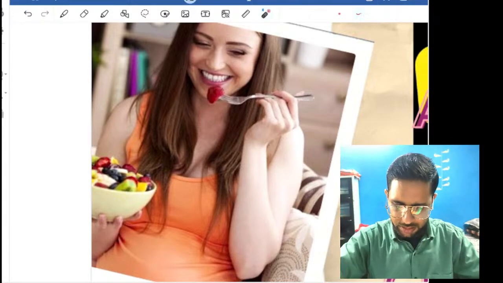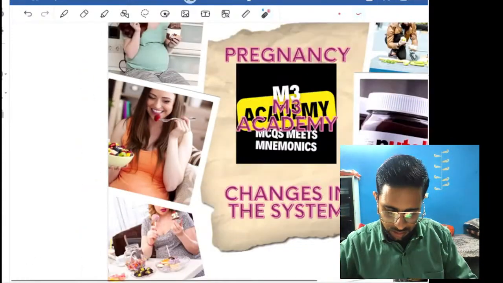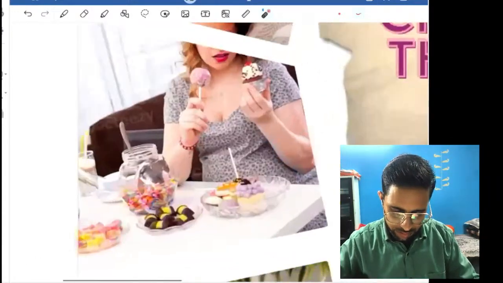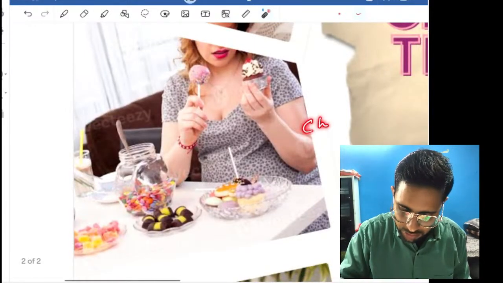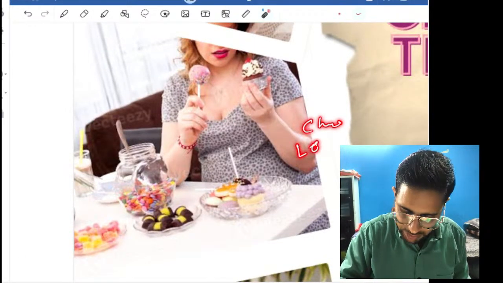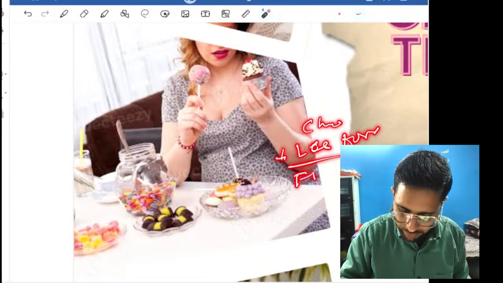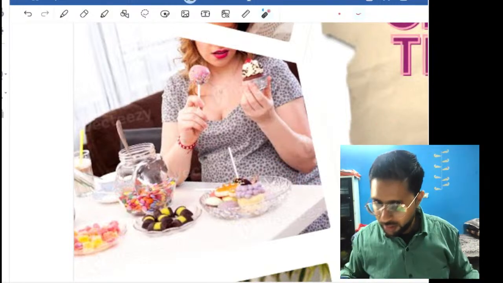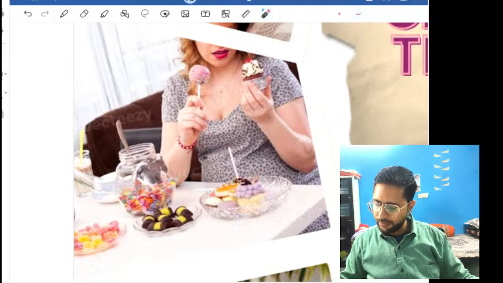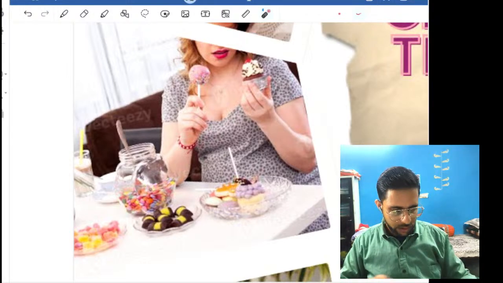FRC decreases. Yes, pregnant ladies are not sitting on the floor. See here, pregnant lady sitting on the chair. So she is using less floor, or spending less time on the floor. So FRC decreases. Yes, very good answer here. FRC decreases. Anything more you want to revise?